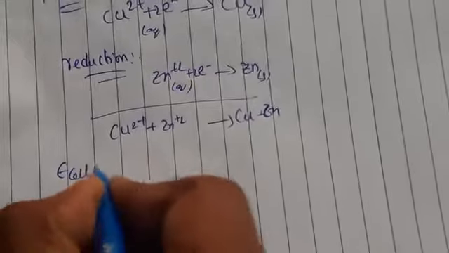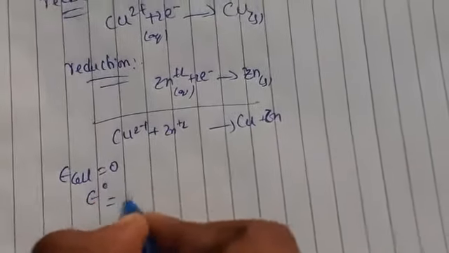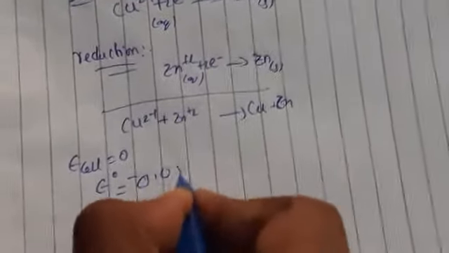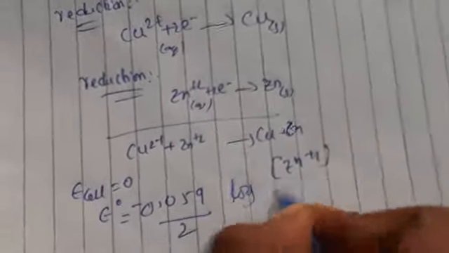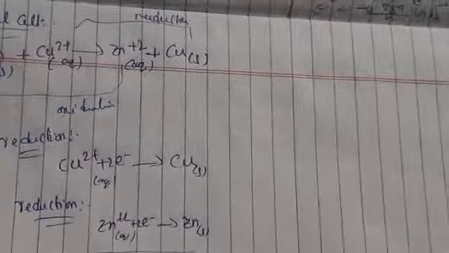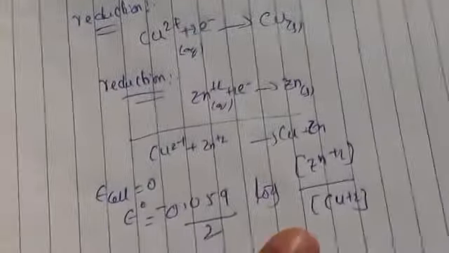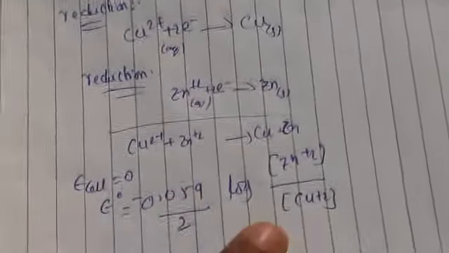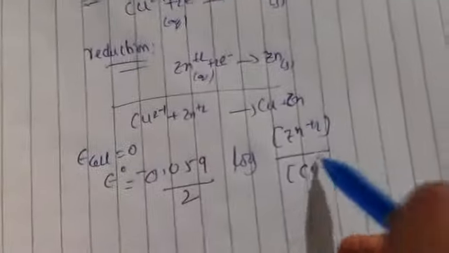So now you will write E cell is 0. So then how will you get E naught? E naught is equal to minus 0.059 by n. How many electrons are transferred here? 2 electrons, so in the place of n you keep 2, log of Zn2+ by Cu2+ we are going to write here. We will be considering only the reversible reaction Kc value.